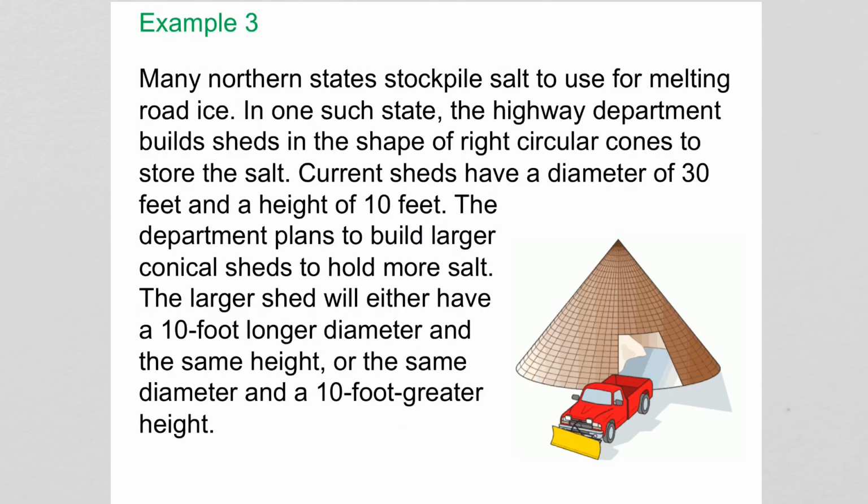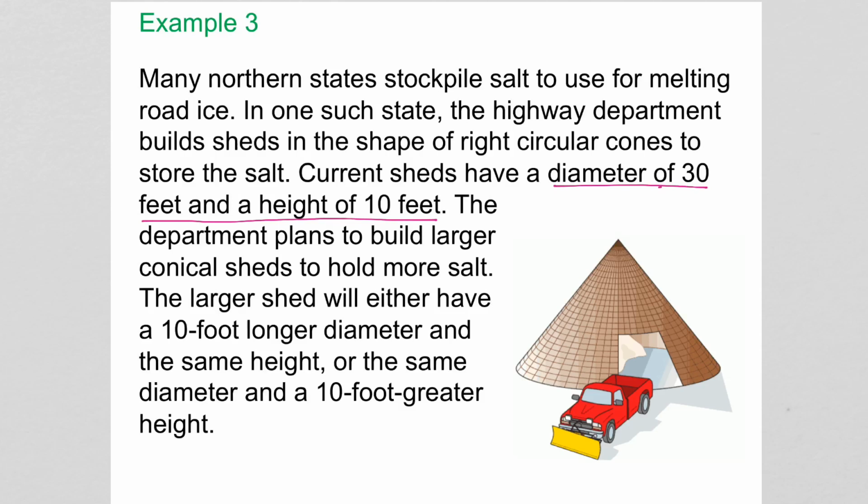Example 3 says, many northern states stockpile salt to use for melting road ice. In one such state, the highway department builds sheds in the shape of right circular cones to store the salt. Current sheds have a diameter of 30 feet and a height of 10 feet.